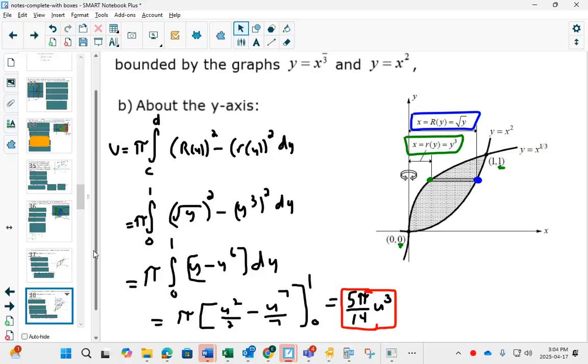So anytime you're going about the y-axis, again, if you think of the big radius minus a small radius, it's a nice way of saying it's the same whether x or y. But if I'm dealing with y, then I need all my equations to be x equals in terms of y. If I'm around the x-axis, then I can have y equals in terms of x.